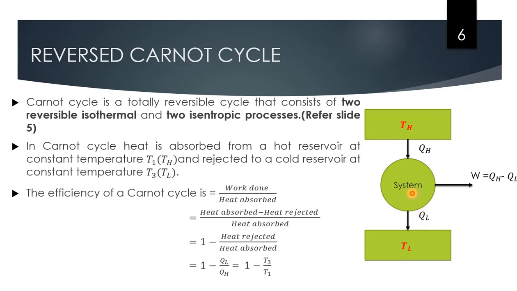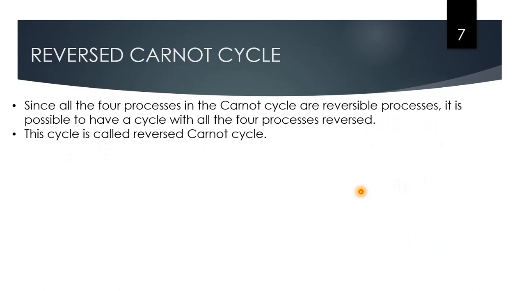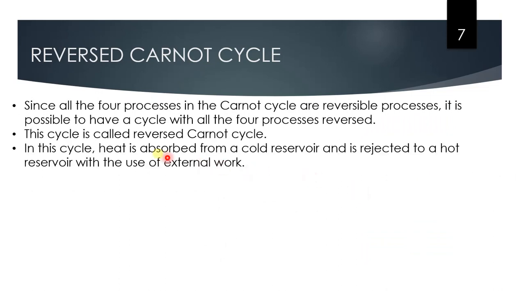And in a reversed Carnot cycle, heat is absorbed from lower temperature and rejected to higher temperature. And for that, we are supplying work to the system. Okay, so that is known as a reversed Carnot cycle. And so in this reversed Carnot cycle, heat is absorbed from a cold reservoir and is rejected to a hot reservoir with the use of external work.